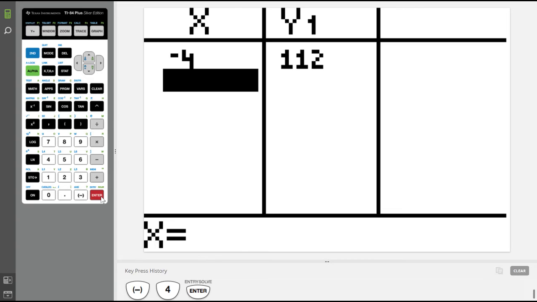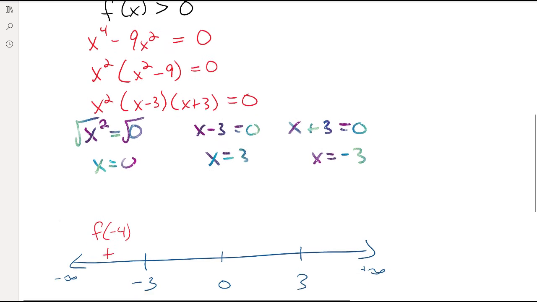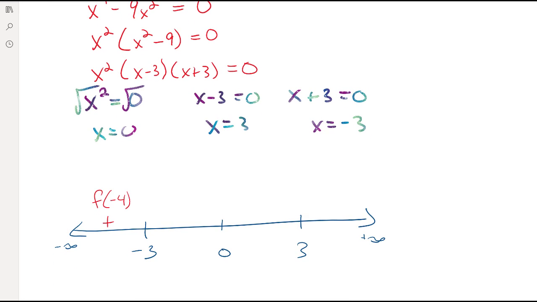So all I really care about is the sign of that y value. Is it positive or negative? In our case, it is positive. So I'm going to go back to my graph, and for this region here, I'm going to put a plus. What that indicates is for any x value in that particular region, we're going to get something positive. So that means the function here is lying above the x-axis. And we're just going to repeat that for all of our regions here.